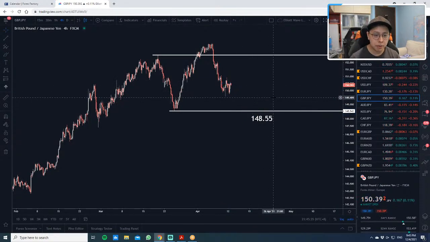So if today you are maybe looking for shorter term trades, then yep, on pound yen here, you can focus on the sell. Good.